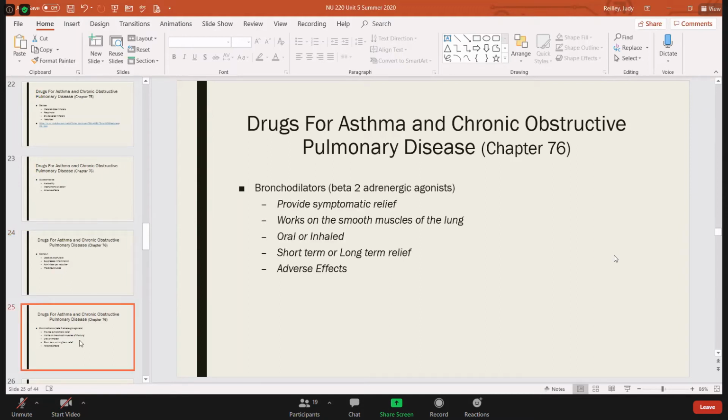When you look at your bronchodilators, your beta-2 adrenergic agonists, they provide symptomatic relief in patients with asthma and COPD, but they don't alter the underlying inflammation that is part of the disease process. They work on the smooth muscles of the lung, and they relieve that bronchial spasm. So this is going to be your short-term inhalers, your rescue inhalers, like the albuterol that you're using.